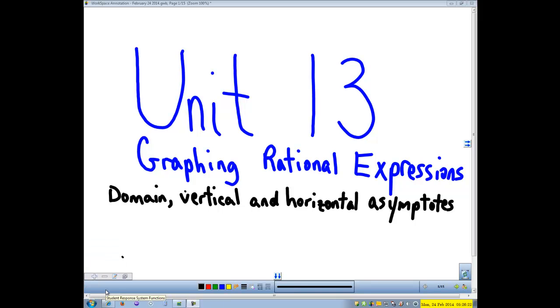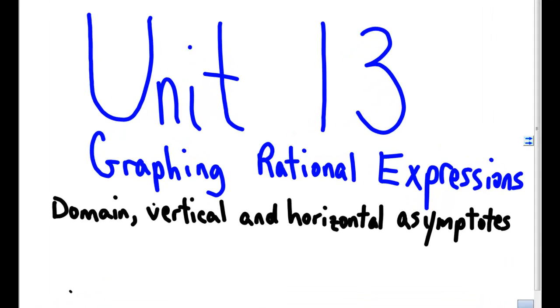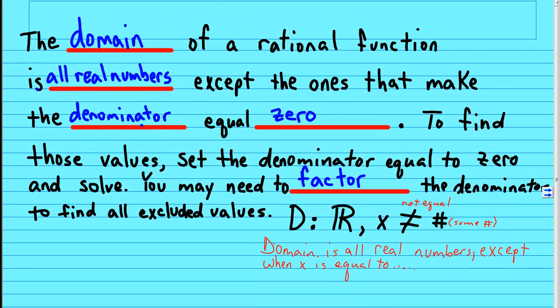We begin Unit 13, Graphing Rational Expressions. We will be talking about domain and vertical and horizontal asymptotes. The domain of a rational function is all real numbers, except the ones that make the denominator equal 0. To find those values, set the denominator equal to 0 and solve. You may need to factor the denominator to find all excluded values.